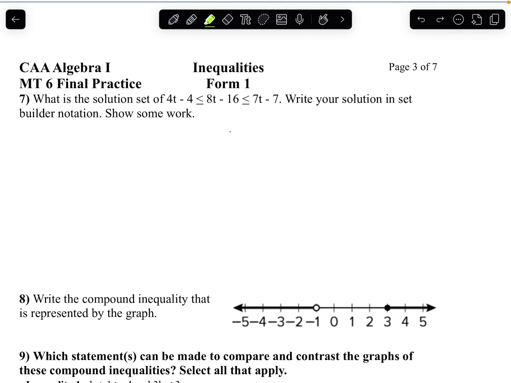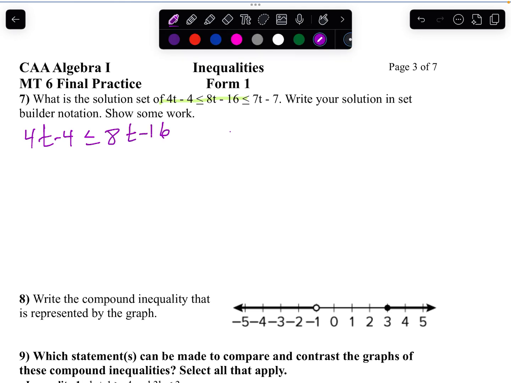Easiest way is to split this up. So we're going to say 4t minus 4 is less than or equal to 8t minus 16. And then let's get all our t's together. So we'll minus 8t from both sides. And we'll get negative 4t minus 4 is less than or equal to negative 16.